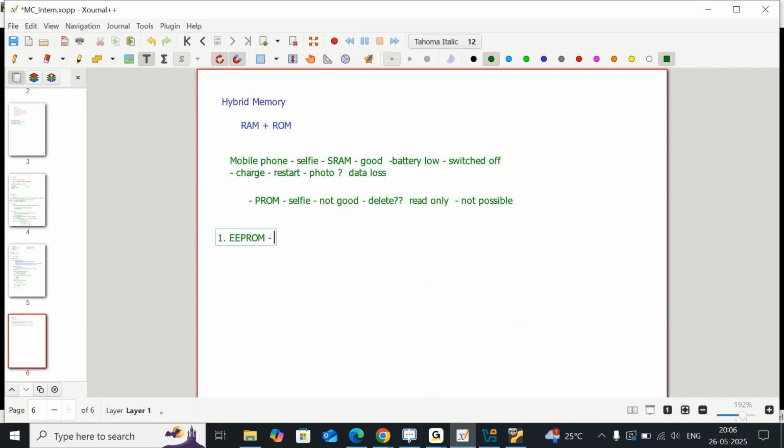EEPROM is electrically erasable programmable read-only memory. So it is erasable electrically; by passing some signals, we can erase. This comes under the category of hybrid memory. And we also have flash memory, which is also a hybrid memory.